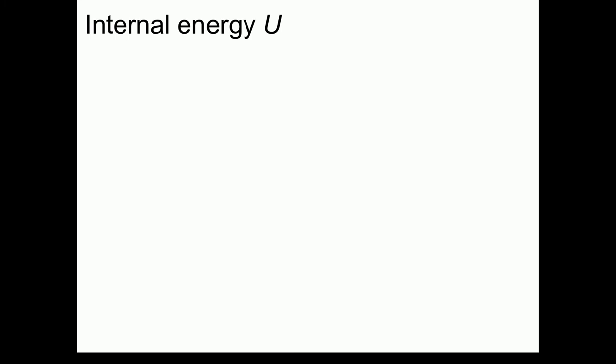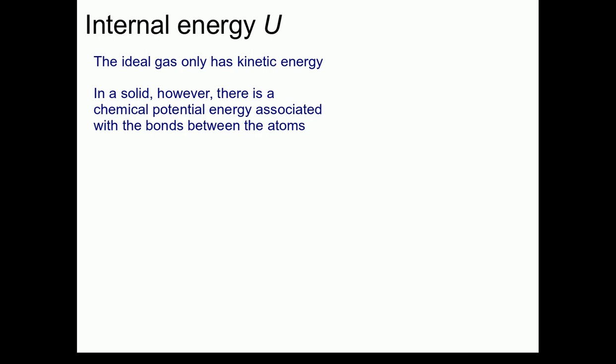So let's think about these two different ways of approaching the kinetic energy of a gas. We could either add them all up or think about the average. Let's begin by considering adding them all up. This will lead us to a concept called internal energy, which we'll indicate with the letter U. Now, an ideal gas only has kinetic energy. There's no potential energy between the atoms. In a solid, however, there is chemical potential energy associated with the bonds between the different atoms.